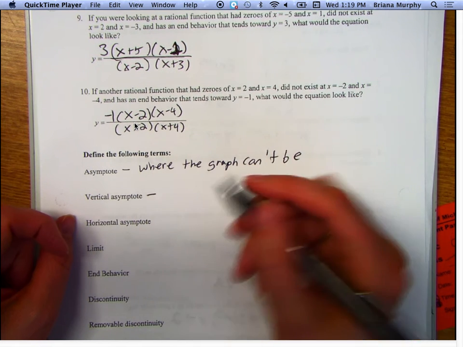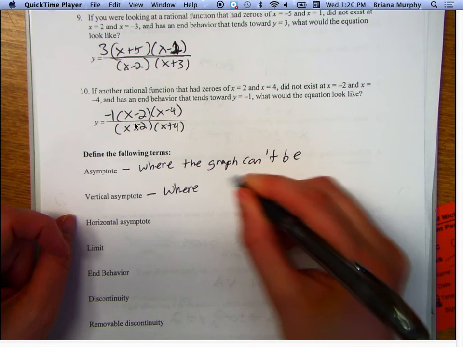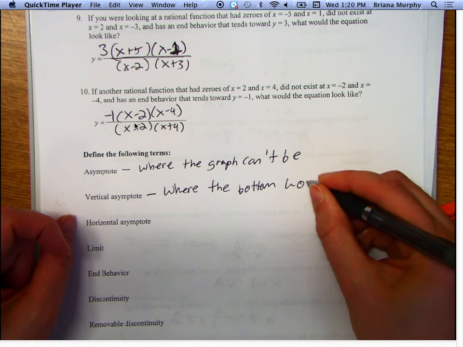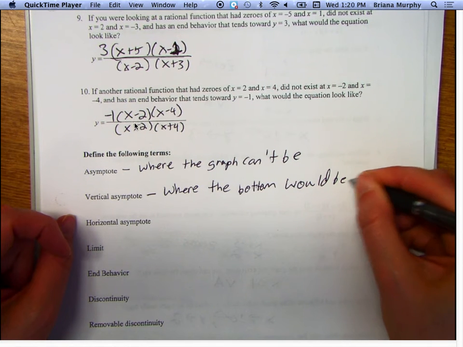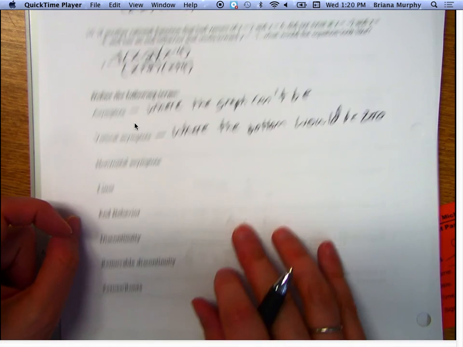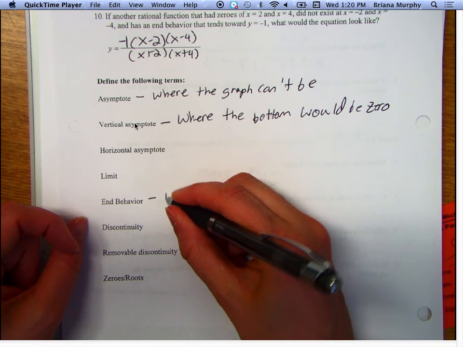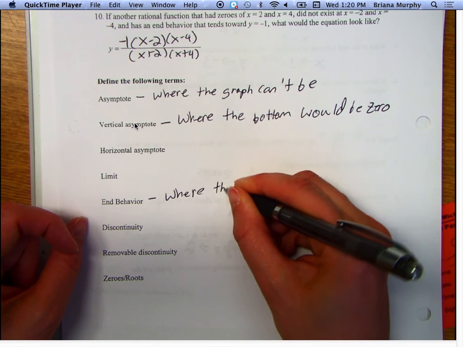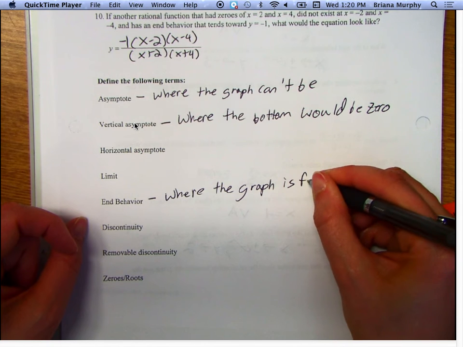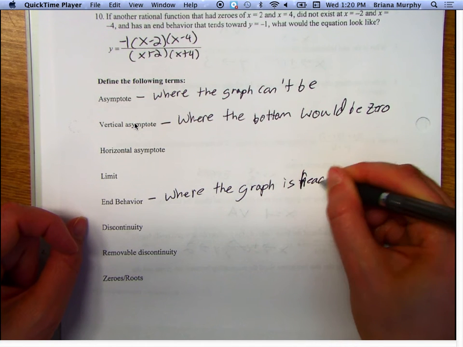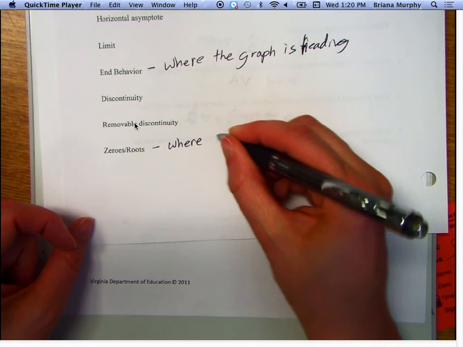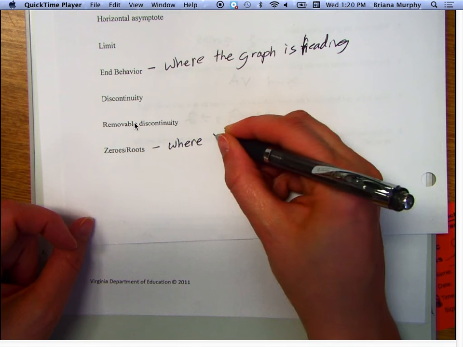Vertical asymptotes we talked about. It's where the bottom would be 0. We're going to talk about horizontal asymptotes tomorrow because you don't need it for today's homework, and limits. End behavior is where the graph is heading. And zeros are where it crosses the x-axis.